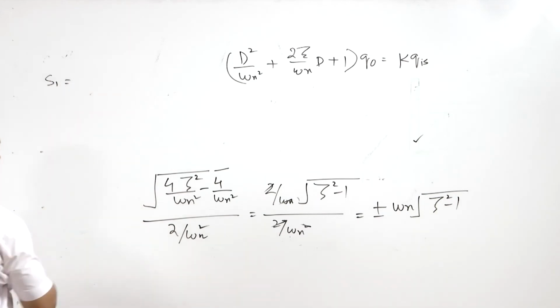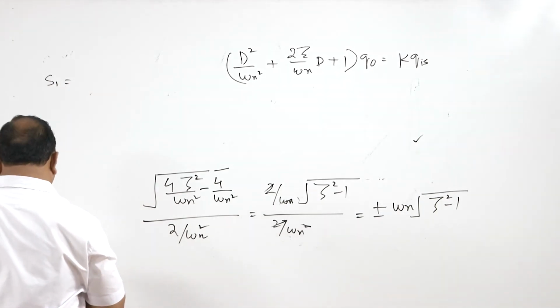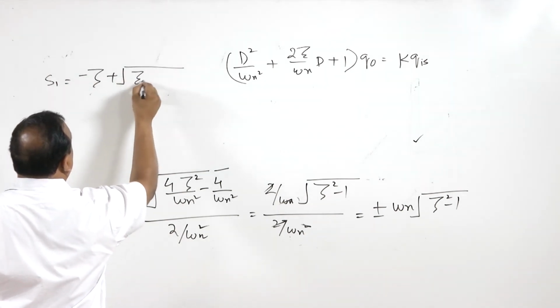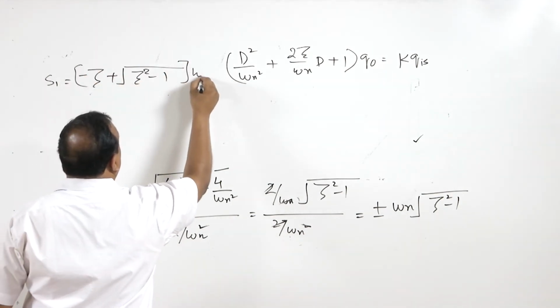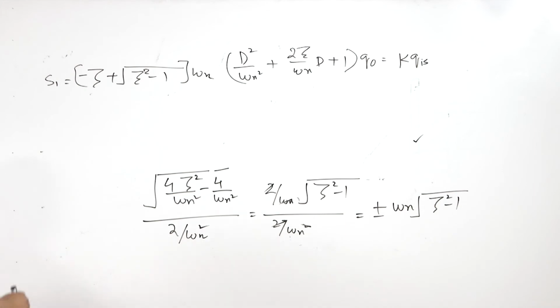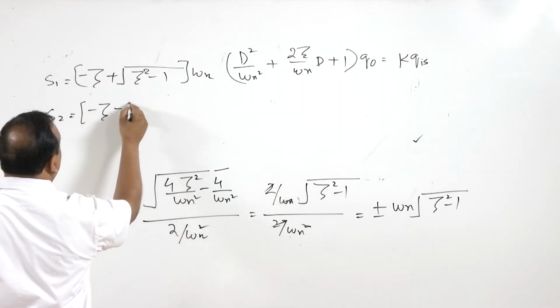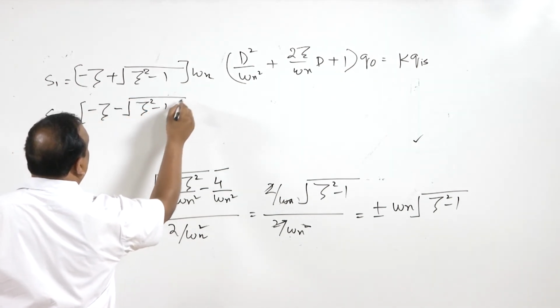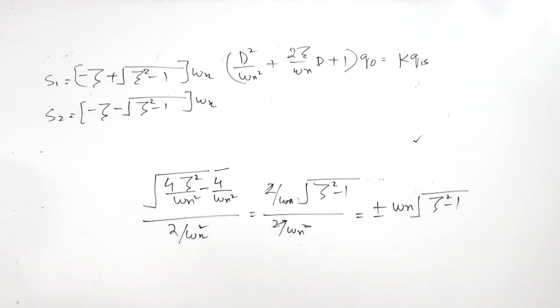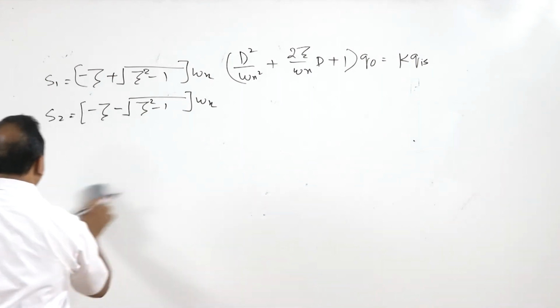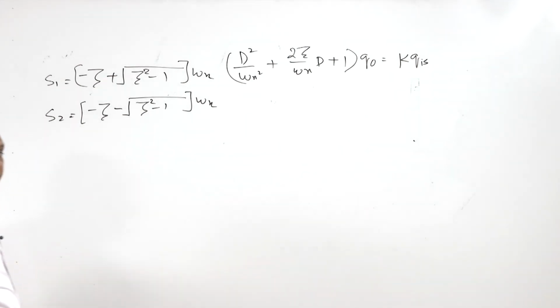S1 is equal to minus zeta plus under root zeta square minus 1 multiplied by omega n. The second root, S2, is minus zeta minus under root zeta square minus 1 multiplied by omega n. Right? Now we have two roots. The solutions are not equal, they are real. This is the case when zeta is greater than 1.